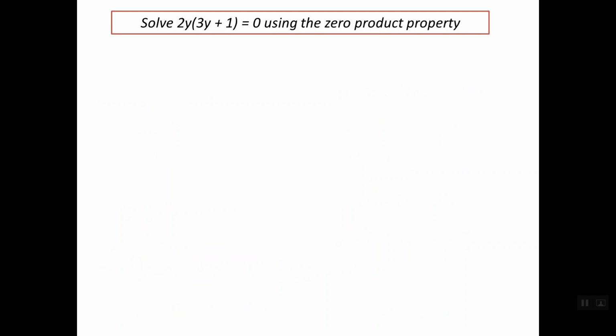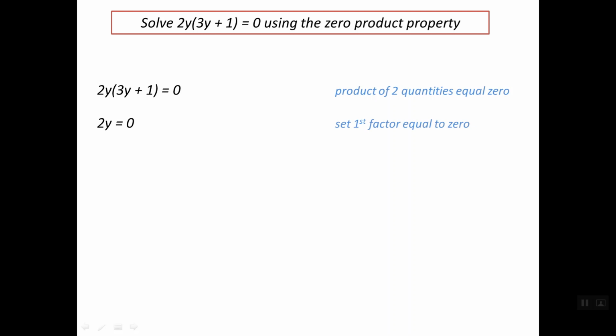Let's solve 2y multiplied by (3y plus 1) equal to 0 using the zero product property. Again, we have two factors. The first one is 2y and the second one is 3y plus 1. So the product of these two quantities is equal to 0. So either the first factor, 2y, is equal to 0, or the second factor, 3y plus 1, is equal to 0.